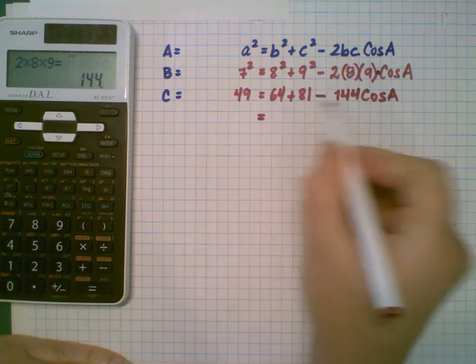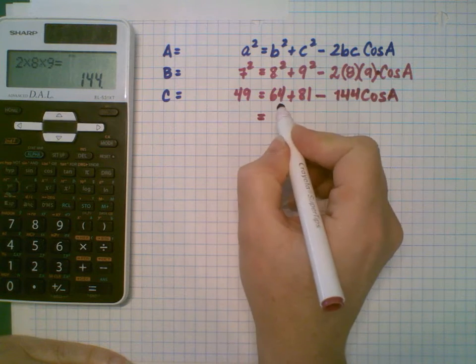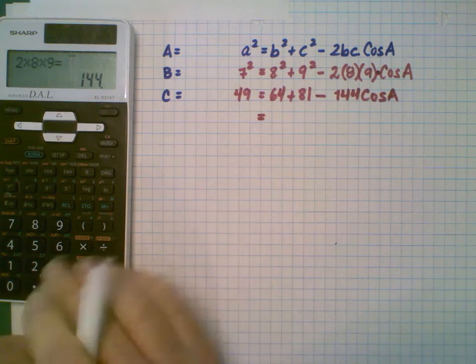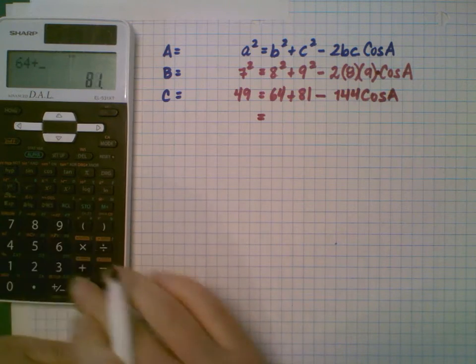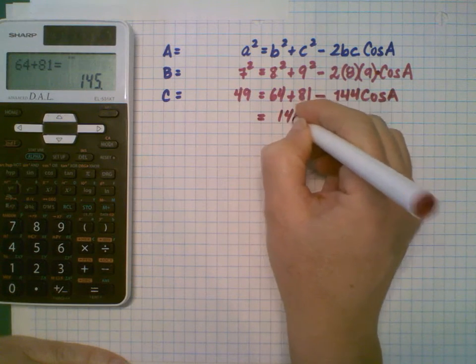So when you're looking at this statement as it is, you can simplify the 64 plus 81. That's 145.